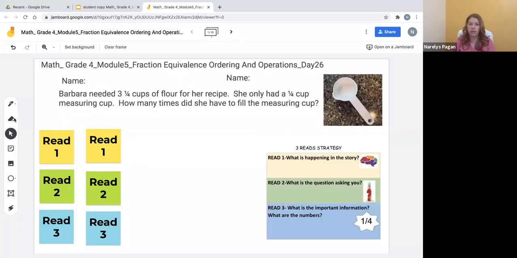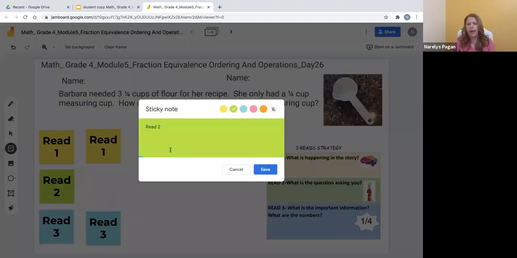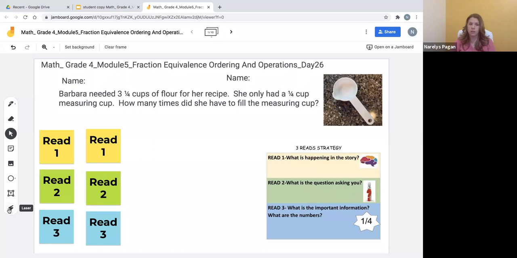After our first read, we'll have a second read. And in our second read, we'll think about what is the question asking you. We'll click on our sticky note that says read 2. We'll double click, open, and write notes about what is the question and what is it asking us in this application problem.